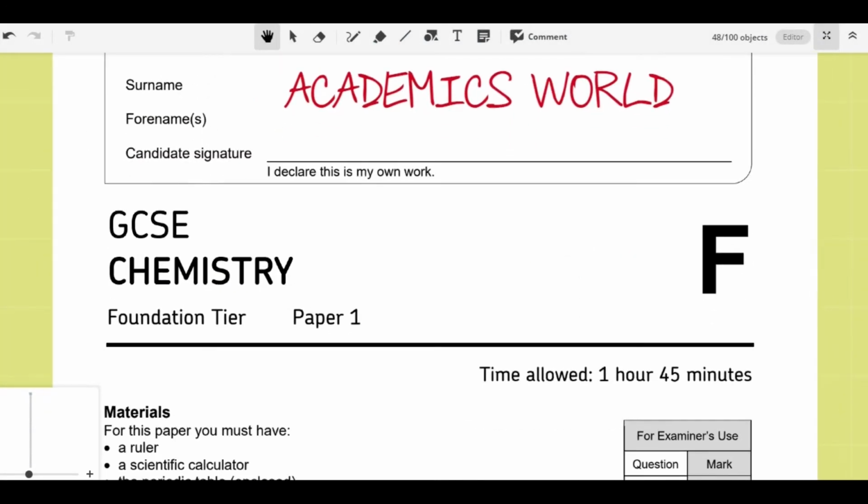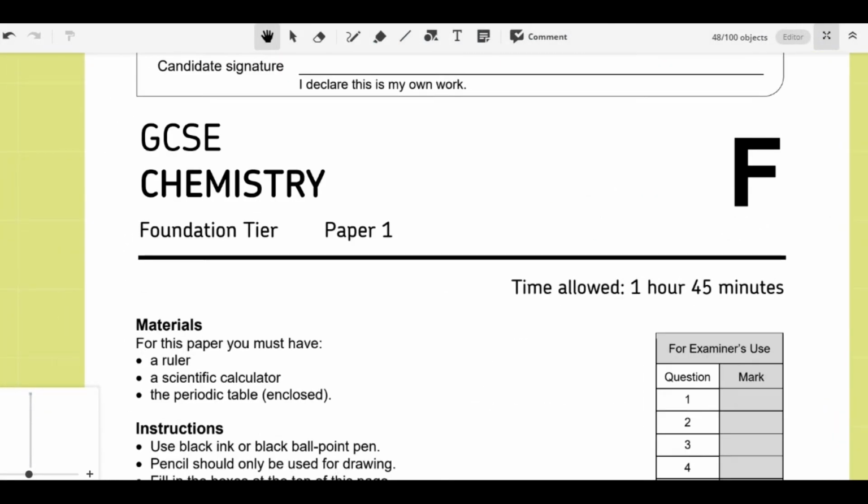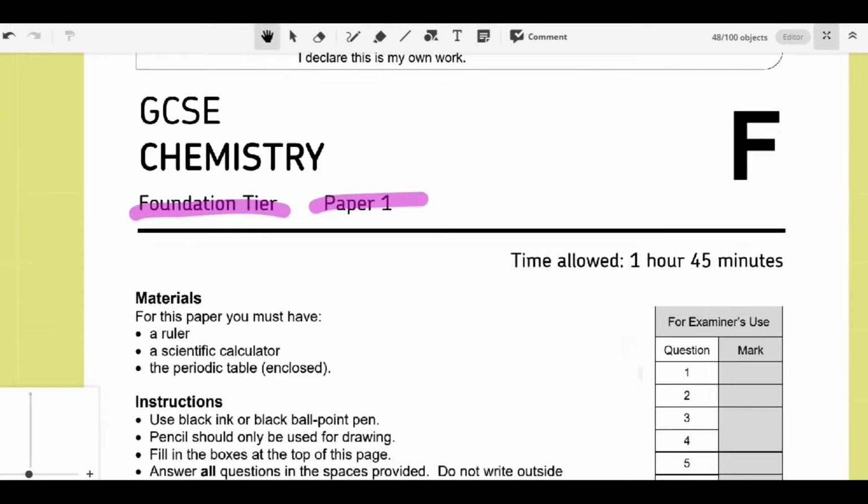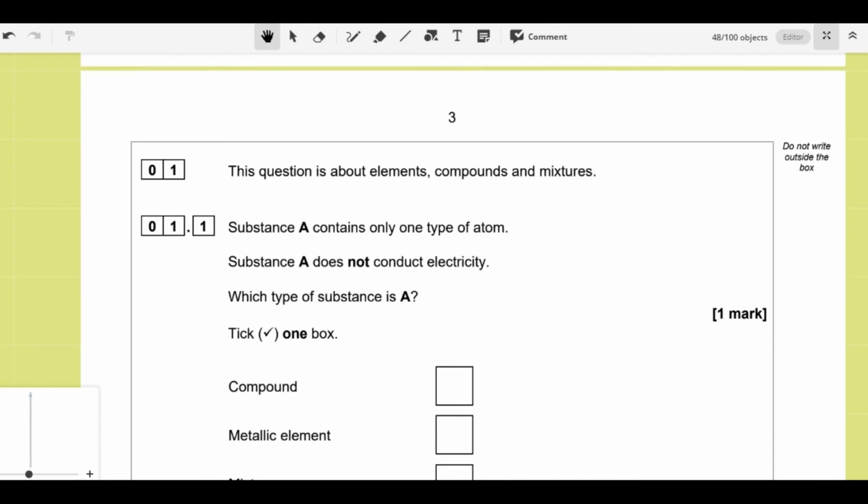Today our topic of discussion is GCSE Chemistry Foundation Tier Paper 1. Without wasting time, we are going to solve the first question.